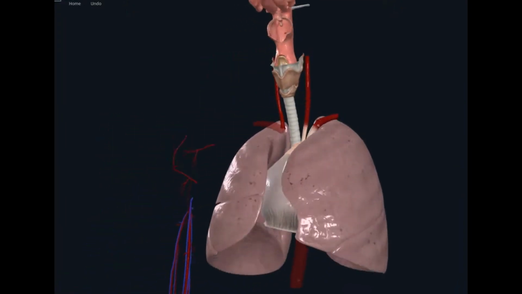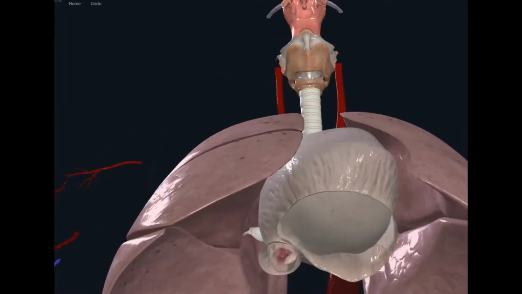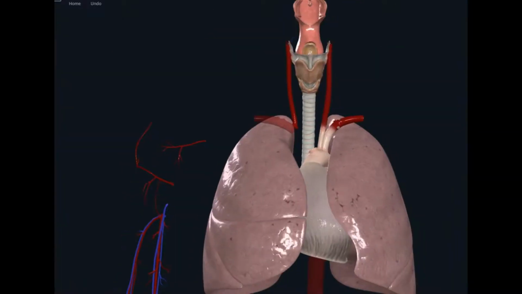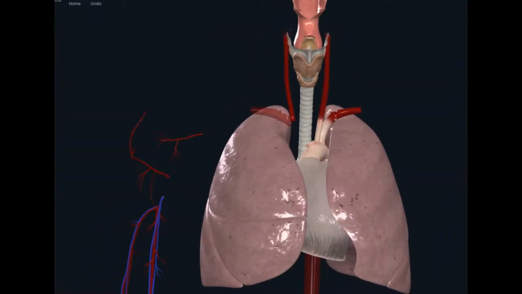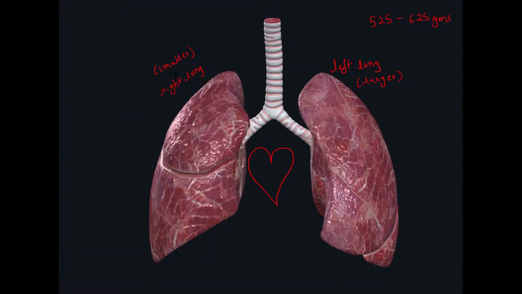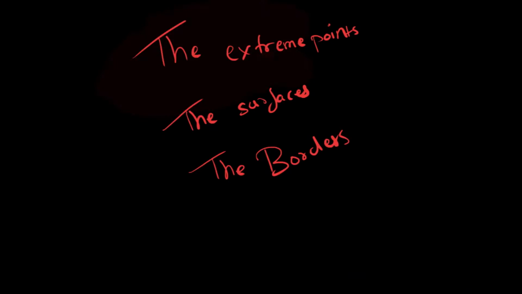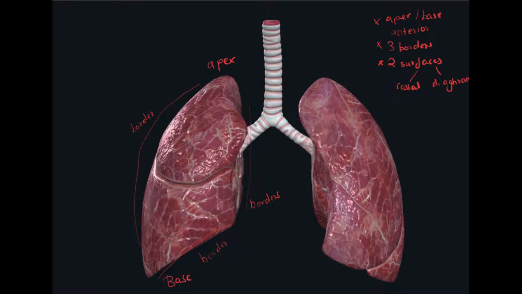So that's how we're done with the function, the location on the basis of the mediastinum and the organ. The shape, that's a cone, and then the general organ in the vicinity, that's the heart. The size and the weight of the lung, that's about 525 to 675. Next, the extreme points, the surfaces, and the borders of the lungs. It has an apex, a base, 3 borders, and 2 surfaces. So let's first look at the points, that's the apex and the base. Then we will look at the 2 surfaces, and then the 3 borders.